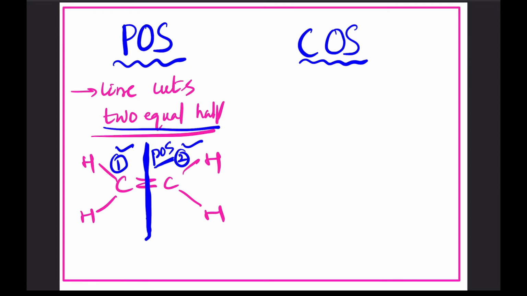If there is a plane of symmetry inside a molecule, even though it has a chiral center, it will still be optically inactive. Right.